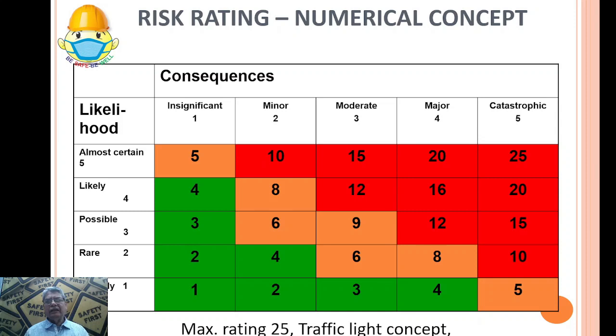So this is the numerical concept of risk rating. Here we can immediately understand which risk is more and which risk is less because of the numerical value given. Just by saying insignificant or catastrophic or unlikely or almost certain, it becomes very difficult to judge. From a numerical value, you can immediately judge. So it facilitates the understanding of the risk level.